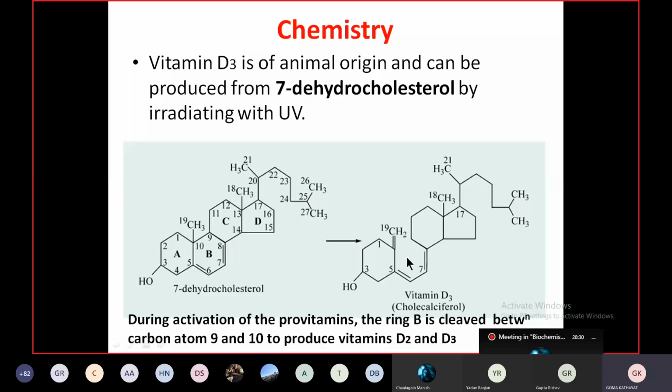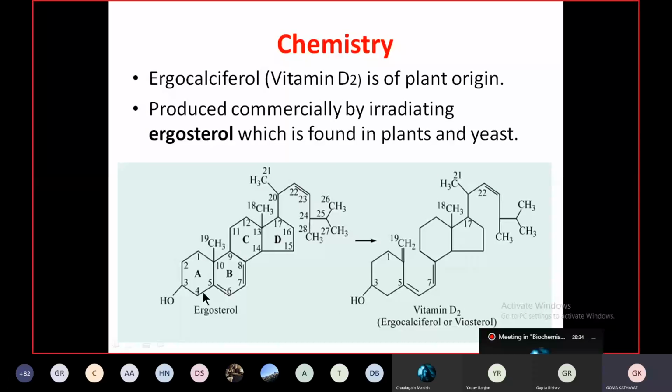If you see the structure here, ergosterol in the presence of UV light is converted into ergocalciferol. Here also the B ring is opened at carbon number 9 and 10.